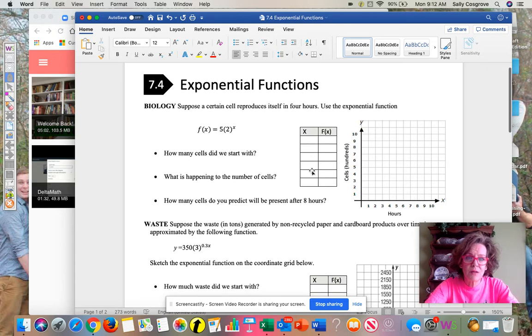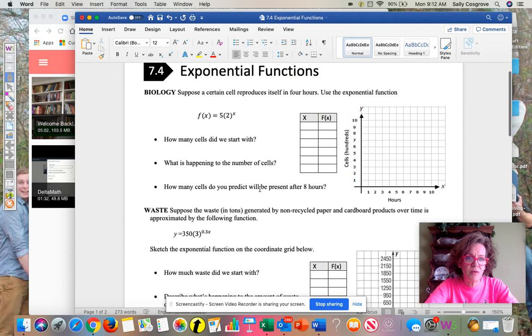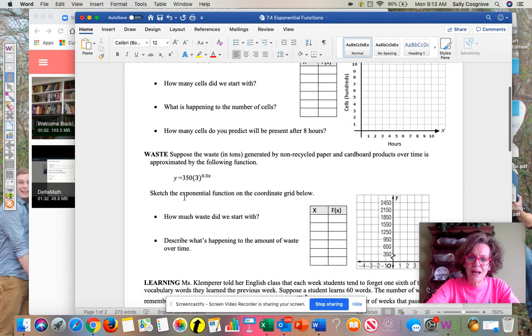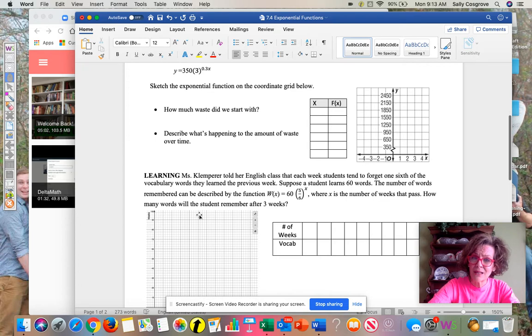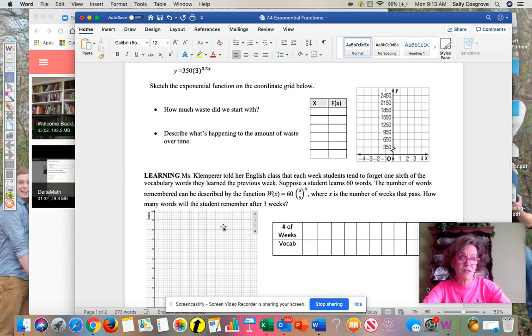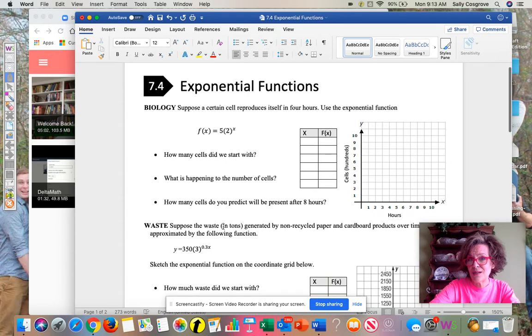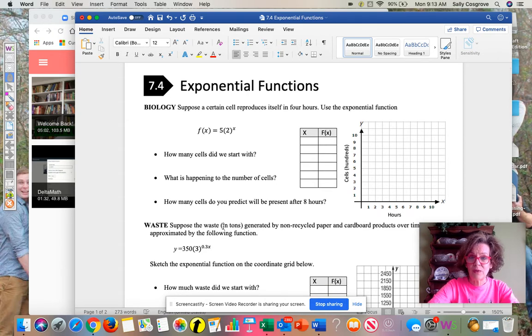So we are going to start by using these first two examples right here. One on biology, which is very similar to what's happening right now with our virus, unfortunately, and another one on waste. And then we're going to pause, and I'm going to let you try to do this one on learning, and then I'll come back and show you a response. All right? So that's how we're going to do it. Again, we're going to be on page 51 and 52 of your pink book, so if you would go ahead and get those out.